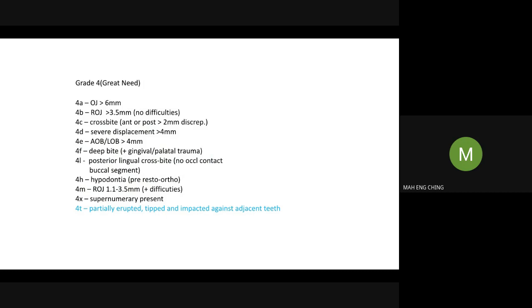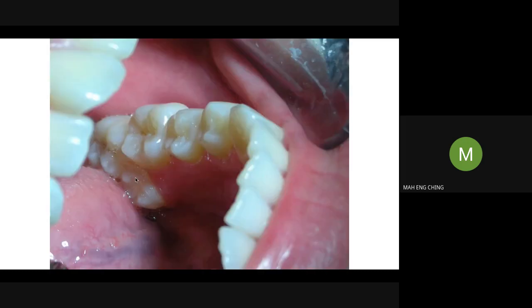So partially erupted, tipped against the adjacent tooth, this one we consider 4t. This one usually is the second premolar. So you see the second premolar, they're erupted, but they're impacted.